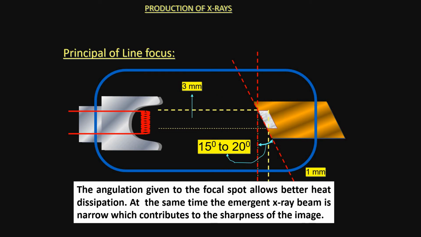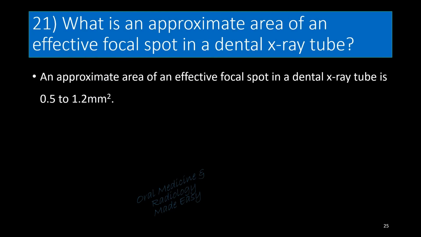The angulation given to the focal spot allows better heat dissipation. At the same time, the emergent X-ray beam is narrow, which contributes to the sharpness of the image. What is the approximate area of the effective focal spot in a dental X-ray tube? The approximate area of the effective focal spot in a dental X-ray tube is 0.5 to 1.2 square millimeters.